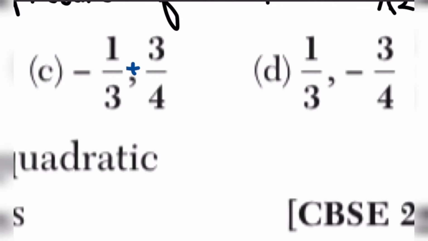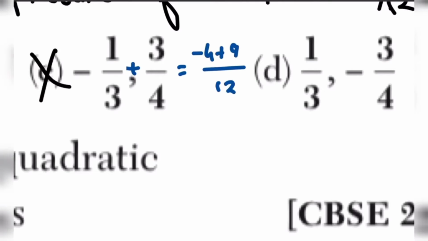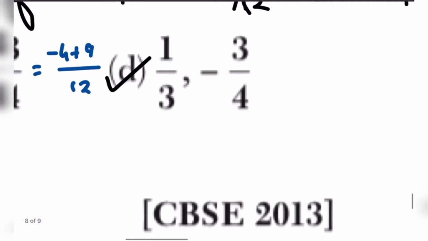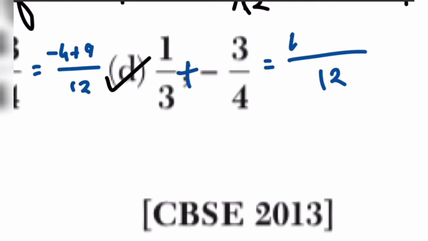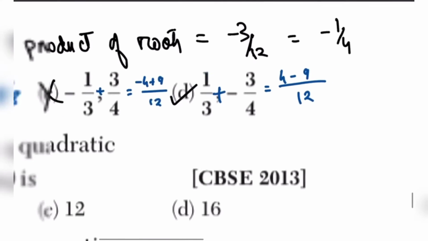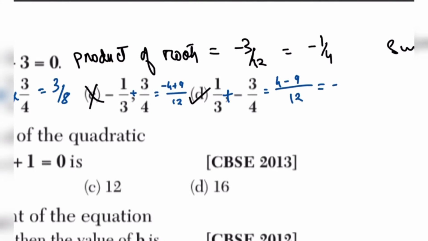What do you get? 12 downstairs, minus 4 plus 9. So you get plus 5 by 12. This clearly is not the answer. This has to be the answer. Now let's check. If you add them, what do you get? 12 downstairs, 4 minus 9. So minus 5 by 12 is what you get. So yes, D is indeed the correct option.